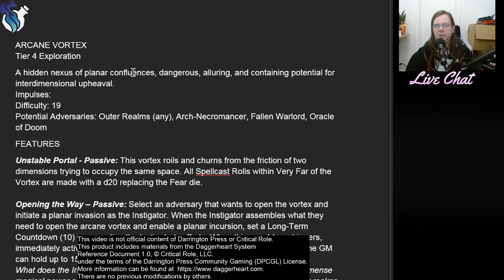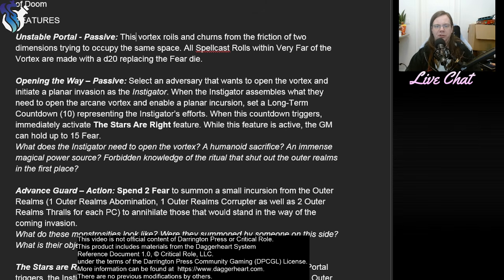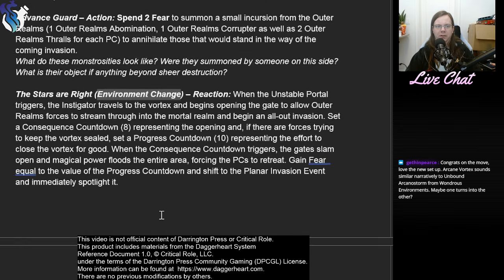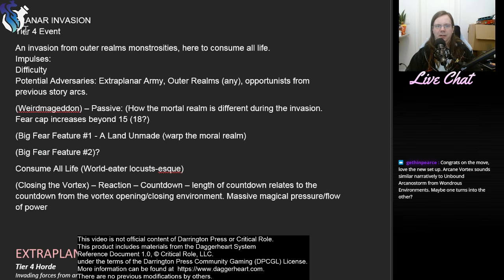Arcane Vortex. So the idea here was that there would be a place where there's an arcane vortex, and then an adversary would be trying to use this arcane vortex to open a portal to another dimension. And then when that happens, we do an environment change, boop, to a planar invasion.